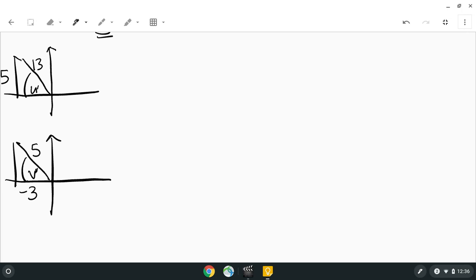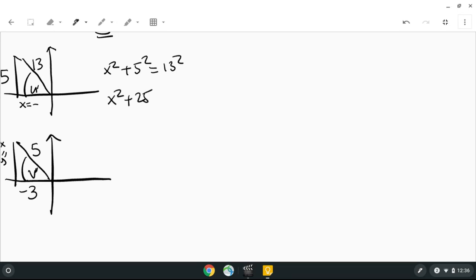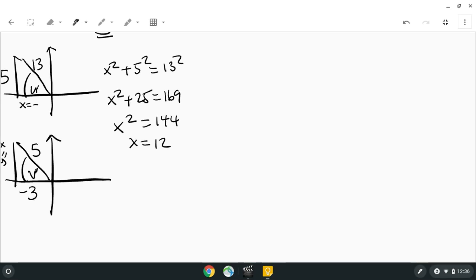So then here, let's go ahead and find the missing values. This one is x, and this is going to be a negative number. And then this one is y, and that one's going to be a positive number. So we can use Pythagorean here. x squared plus 5 squared equals 13 squared. x squared plus 25 equals 169. x squared equals 144, so x equals 12. So here it is negative 12.